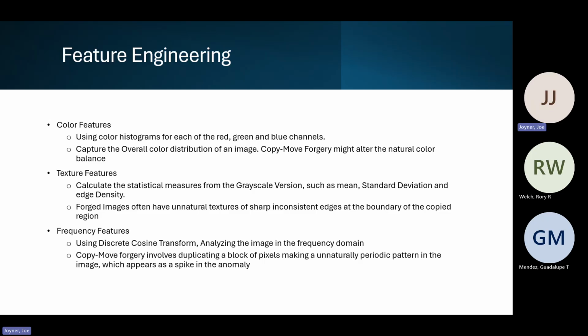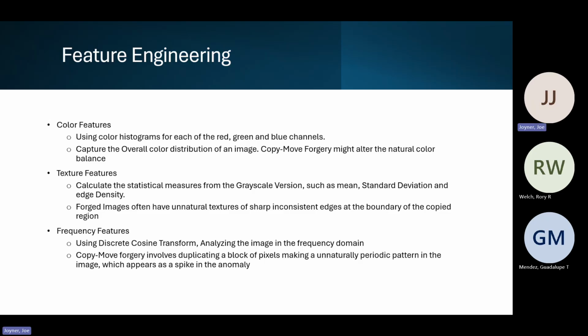We combine three types, as each provides a unique perspective on the image's content. They are color features, texture features, and frequency features. In color features, we use color histograms for each of the red, green, and blue channels. We capture the overall color distribution. This is useful because copy move forgeries might alter the natural color balance.